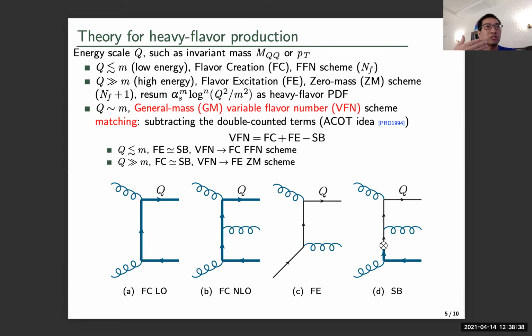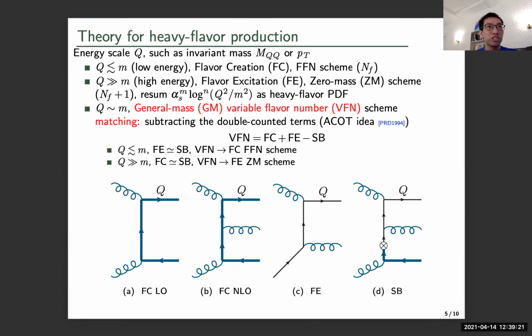But when your energy becomes much larger than your heavy quark mass, which really happens at the LHC, the flavor excitation term enters. In this scenario, we expect that the heavy quark mass can be ignored, so the zero mass scheme will work very well, because the large logarithms are summed into your heavy flavor PDFs. But for the transition between these two regions, we need to match from the low energy side to the high energy side. That's why we need the variable flavor number scheme.